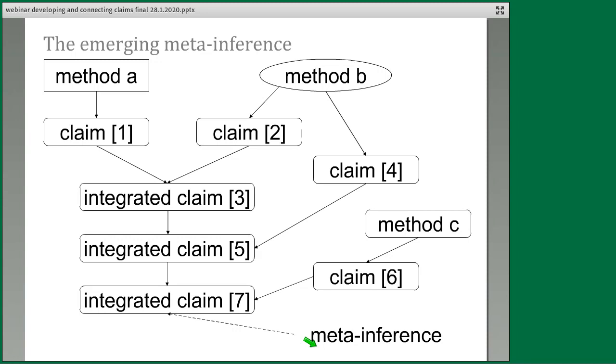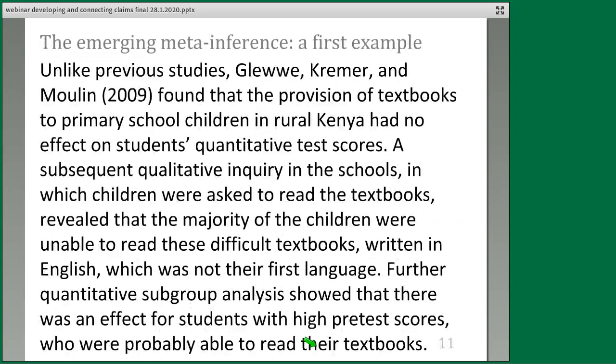Okay, good. This might sound very abstract still, so I will give you a first example. And it's a study that I've used many times before as an example.